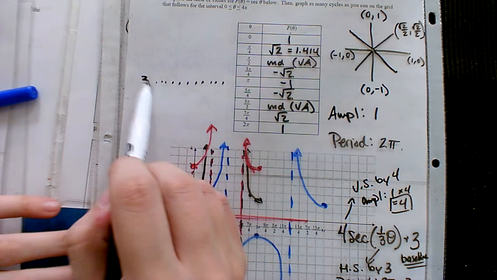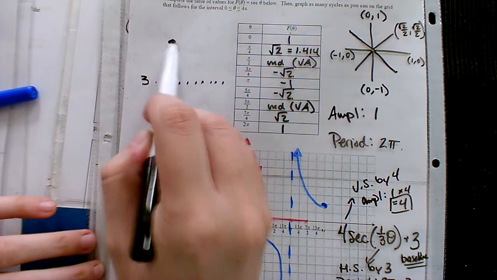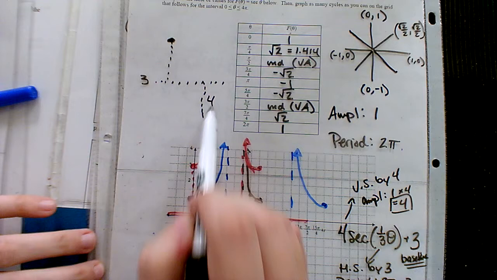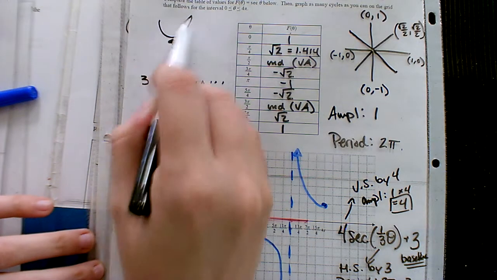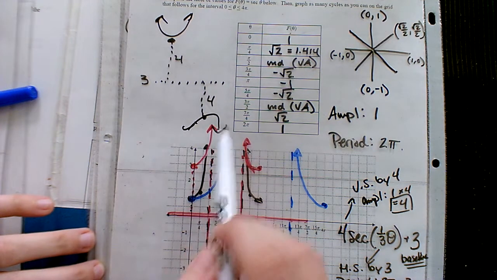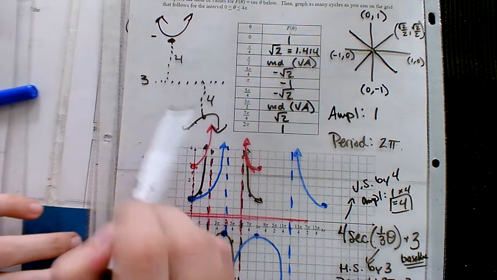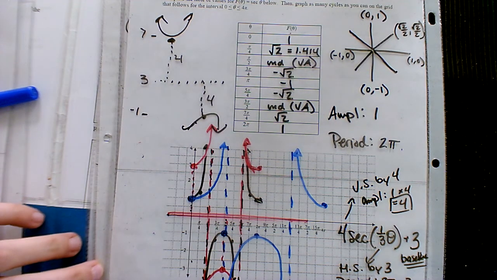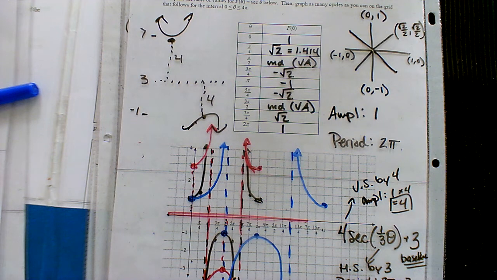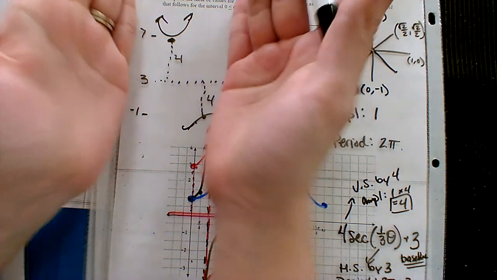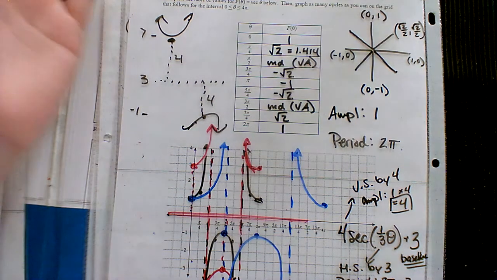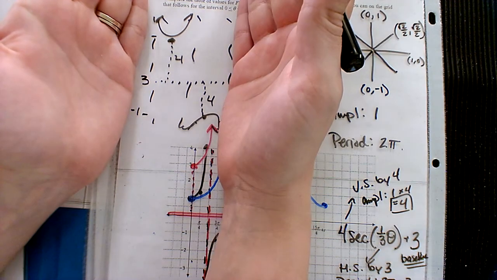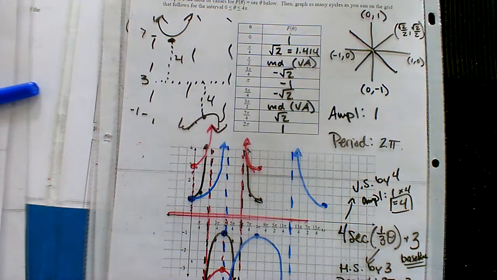Middle of the graph is at 3. We got to count up 4 and down 4 to get our parabola shapes. So notice how we could figure out the heights of those parabolas. This one would be 7, this one would be -1. Okay, from the baseline or the middle of your graph. And then the width of this would be 6 pi. So from beginning to end, that whole distance is 6 pi units. Fairly wide. I think we're doing really good, guys.